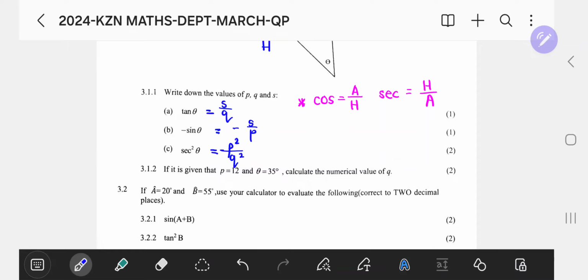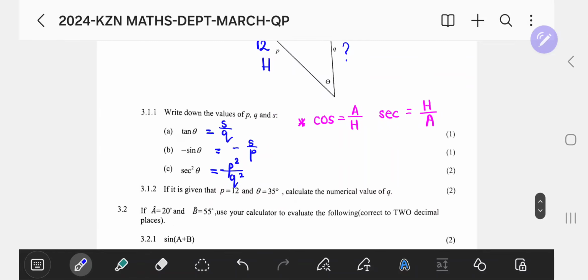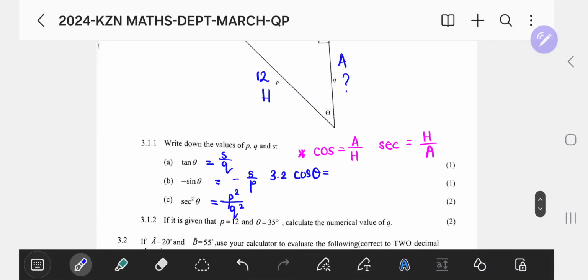Now, what trig ratio are you going to use? In terms of theta, what you need is adjacent, and what you have is hypotenuse. Adjacent over hypotenuse is cos. So I'm going to do that here. We're going to have cos theta, which is going to be adjacent over hypotenuse, which would be q over p.